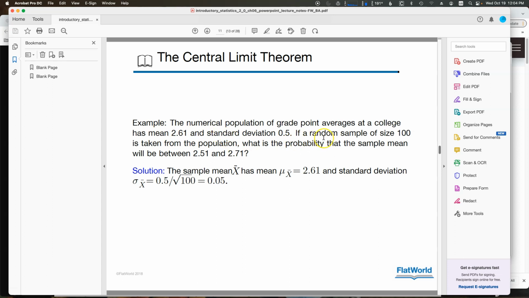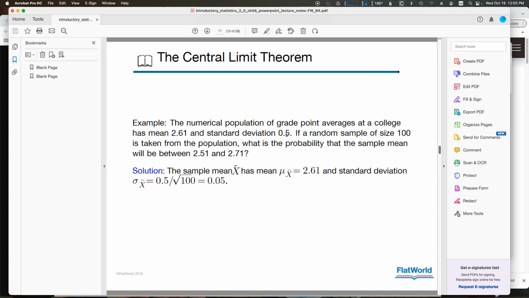Essentially then, what is the probability that the mean score in that sample is, we know that it would be about 2.61 because our sample size is large enough, but what's the probability that it's going to be between 2.51 and 2.71? Essentially 0.1 above and 0.1 below the mean. 2 standard deviations away, essentially.